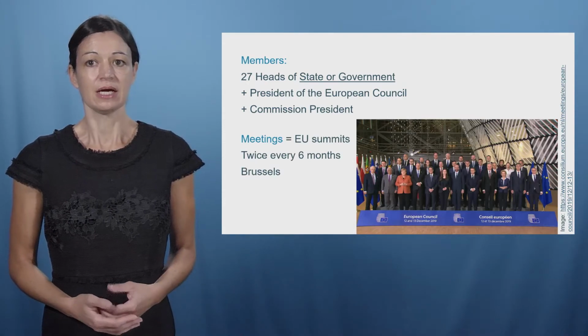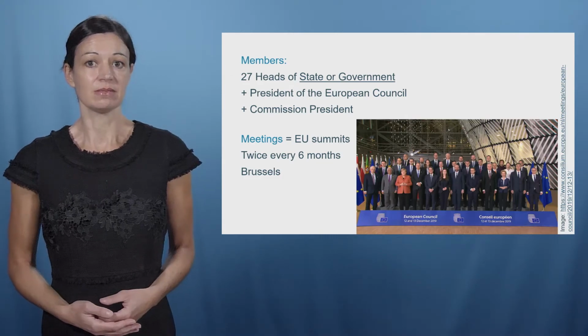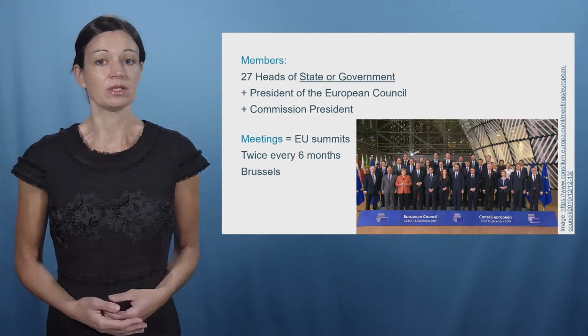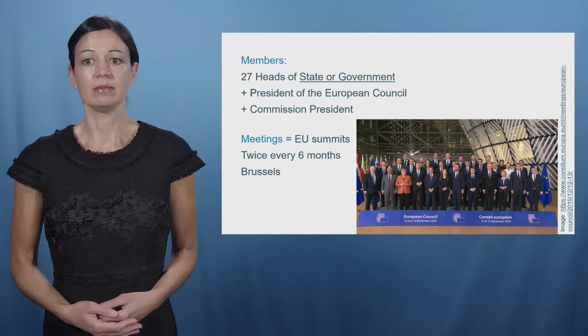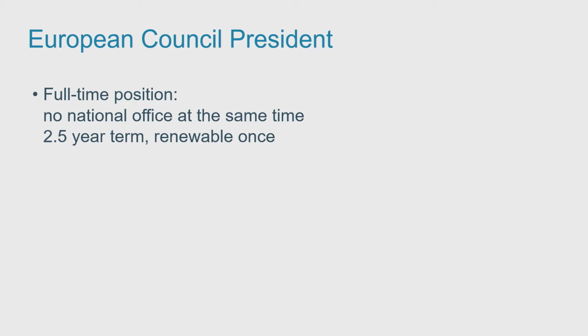European Council meetings take place twice every 6 months, but special meetings are always possible. These meetings are called EU summits, and they usually take place in Brussels. European Council meetings are convened by its president. The Lisbon Treaty introduced the role of the President of the European Council as a full-time position. It also postulates that the President must not hold any other national office at the same time. The term of office of the European Council President is 2.5 years, renewable once.